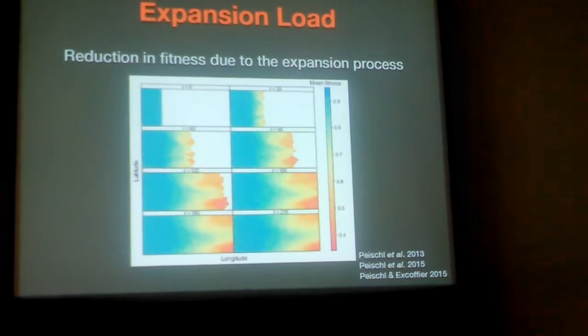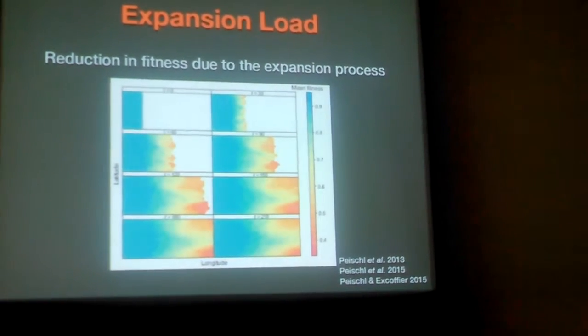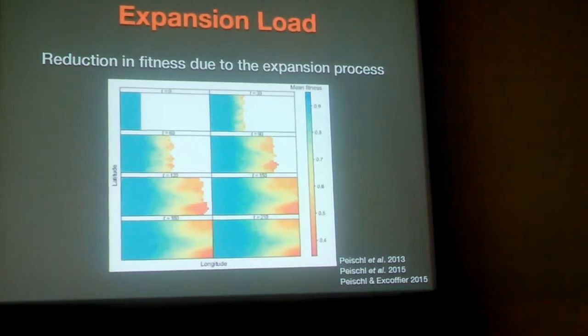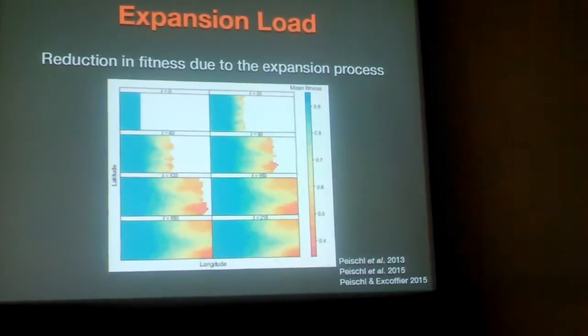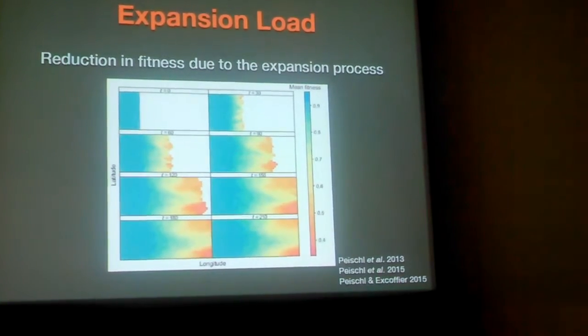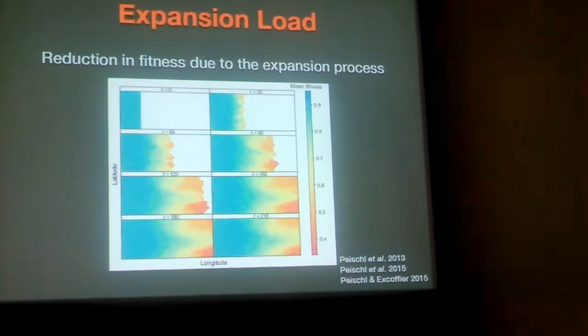And when this happens to deleterious alleles, that's what we call expansion load, because this fitness reduction accumulates at a range edge. A lot of work has been done looking at this, namely by Stefan Feischl and Laurent Excoffier, where they've shown severe fitness reductions at range edges due to this accumulation of deleterious alleles. This has also been posited as potentially a reason for genetic diseases we see in humans that have accumulated as they've expanded over space.